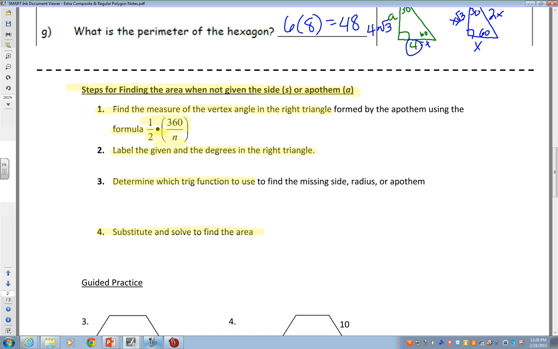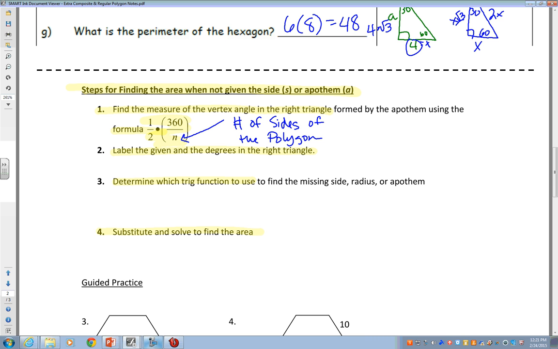Now we know what to do. The first thing is find the measure of the vertex angle in the right triangle. That means you're going to end up drawing a right triangle in your regular polygon. Just for this formula, to find that vertex angle, n represents the number of sides of the polygon. So n is going to be your number of sides of the polygon.